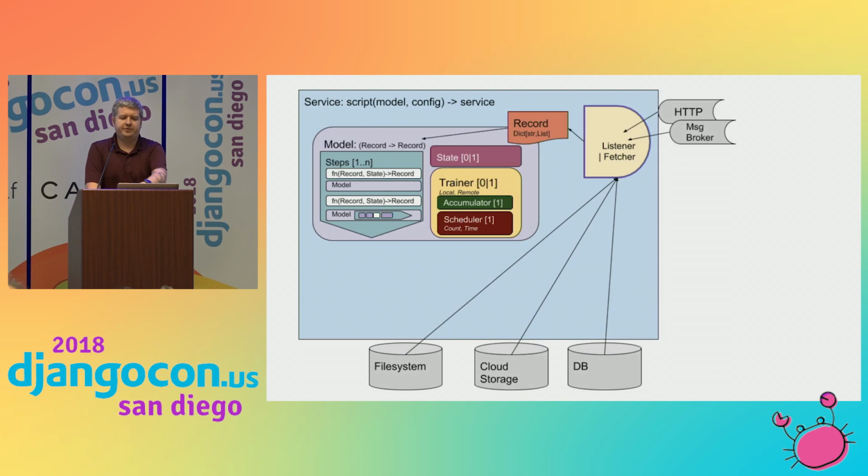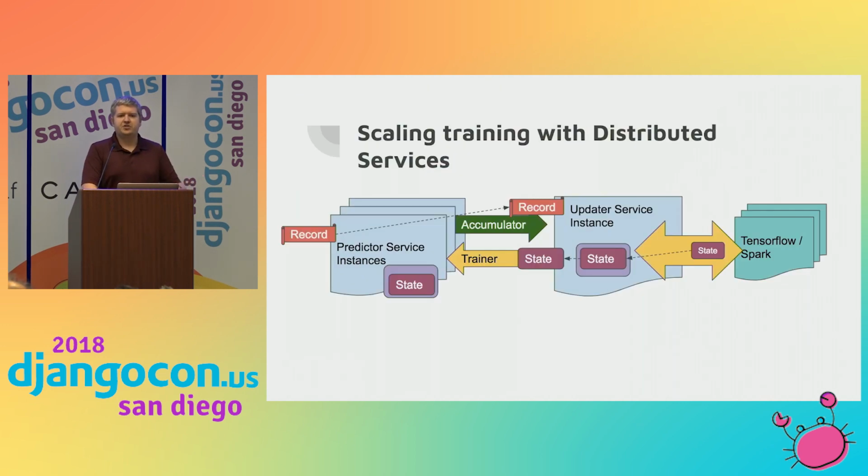It's also got lots of other useful stuff. Listeners and fetchers get data into your model. If you need to scale up your training because you've got a huge data set and need to train over millions of records, this chart shows you how to do it.